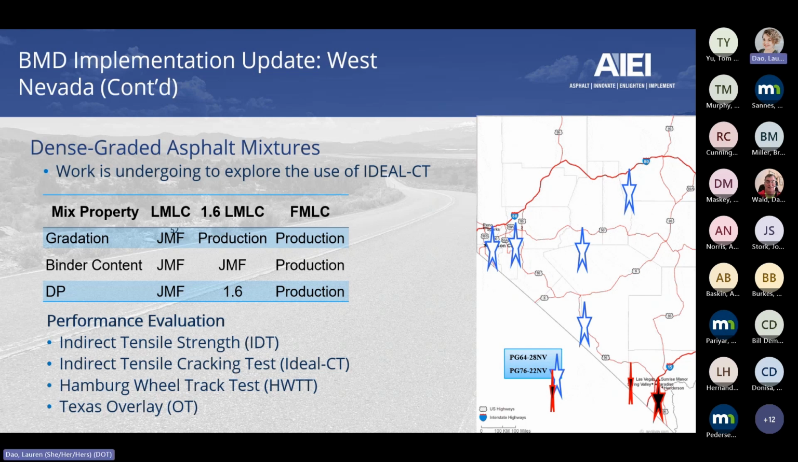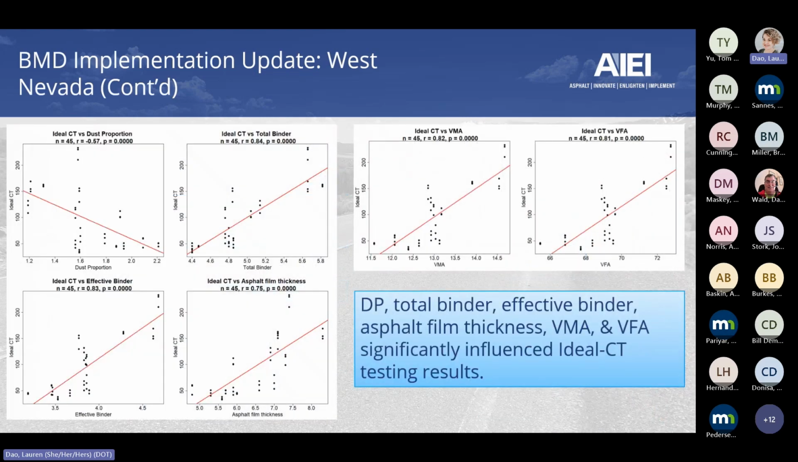Okay, then what's going to happen? Then your durability will get affected. So in this work, we got both the lab, the plant produced, and then we redid the lab, but with a different dust to binder ratio, also to see what would be the impact of the DP on the results. What I'm going to show you here quickly is some of the trends.